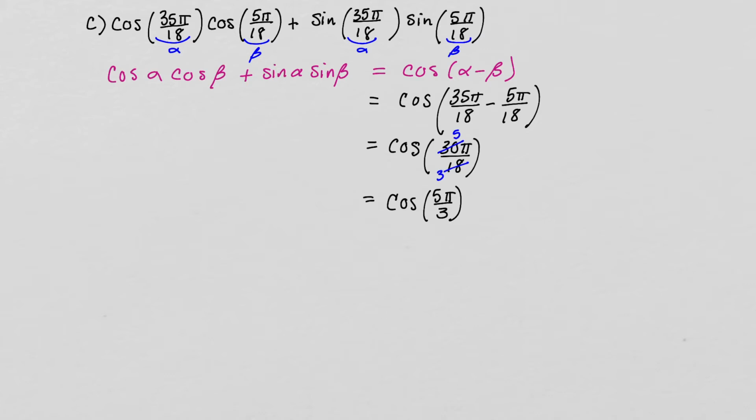And is 5 pi over 3 on the unit circle? Yeah. So now it's just a value on the unit circle I have to look up. So what's the cosine of 5 pi over 3? Yeah, 1/2. So my final answer here is just 1/2. So even though it started off looking pretty crazy with those 35 pi over 18s and the 5 pi over 18s, it actually just settles down into a nice kind of value here. Questions?